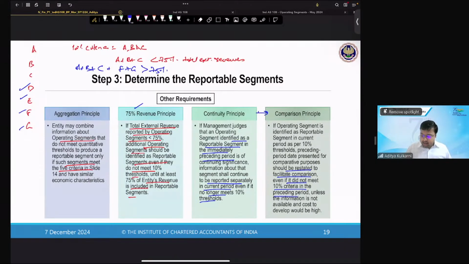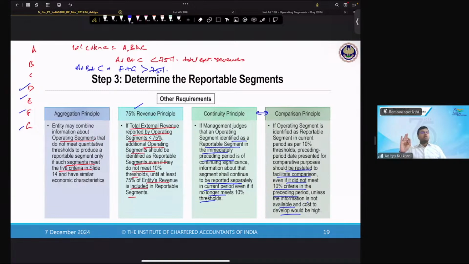Did you understand the difference between the two? Continuity: it was reportable last year, not reportable in the current year, so make it reportable to facilitate continuity. Comparison: reportable in the current year, not reportable in the previous year, so restate previous periods to get the data, unless the information is not available and the cost to develop would be high. See, information not available and cost to develop being very high is a cost-benefit trade-off which will come up at every point for the purposes of financial reporting.